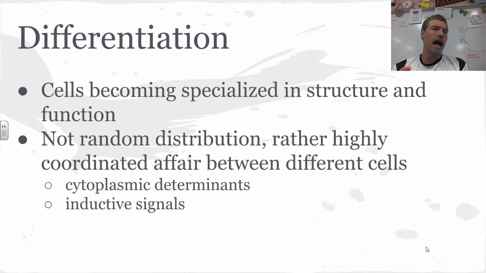So we've mentioned the idea of differentiation before, but just as a recap, differentiation is when cells become specialized in structure and function. They are not randomly distributed, but rather this is a highly coordinated affair between different cells. And there are two main things that are going to affect how a cell becomes differentiated. Number one are cytoplasmic determinants, and the other are inductive signals.